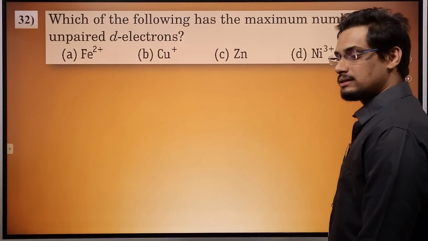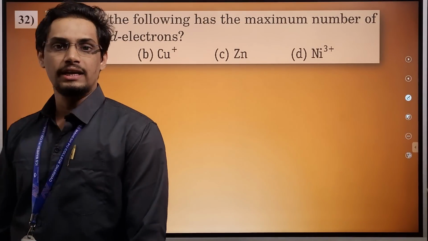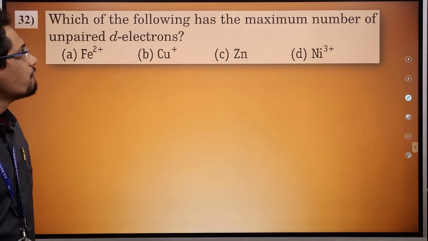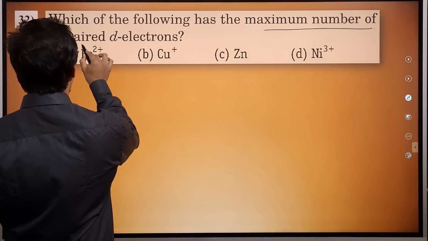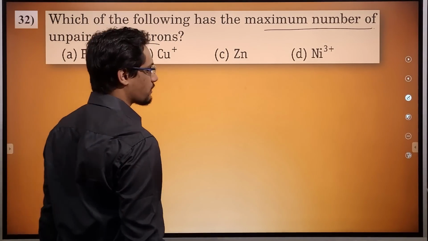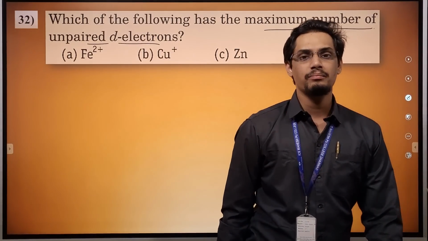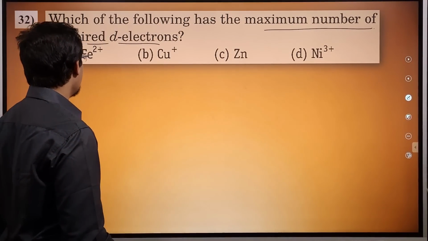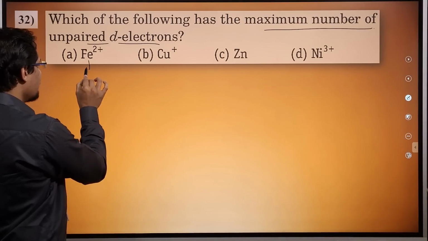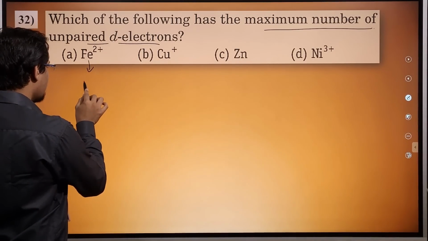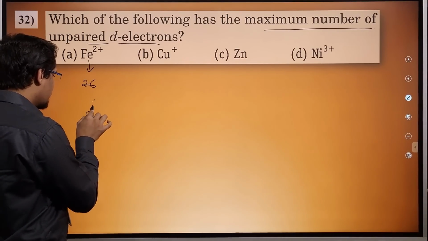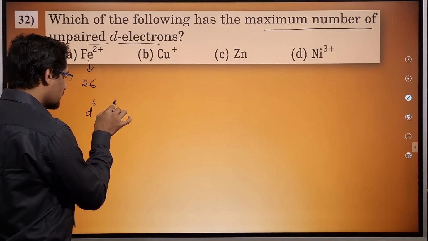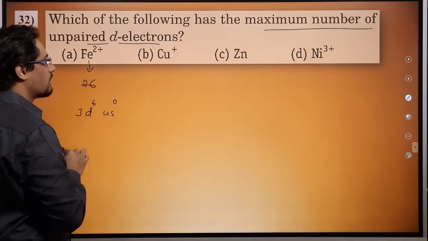Let us go for question number 32. Which of the following has the maximum number of unpaired d electrons? They have asked for the maximum number of unpaired d electrons. See, iron Fe2+: iron has atomic number 26, and in its +2 state it has the 3d6 4s0 configuration.